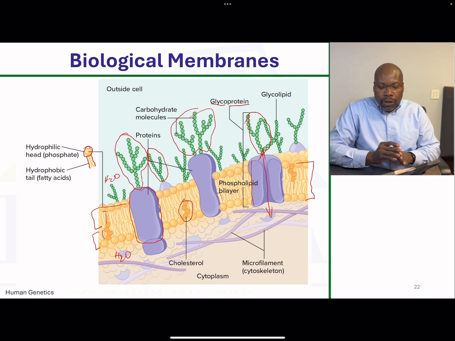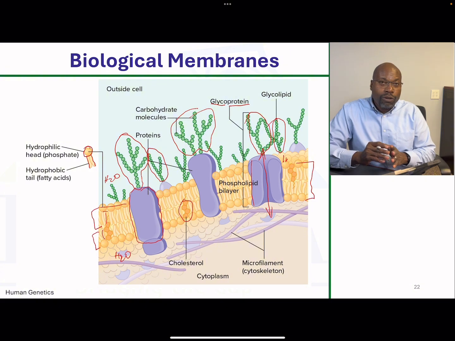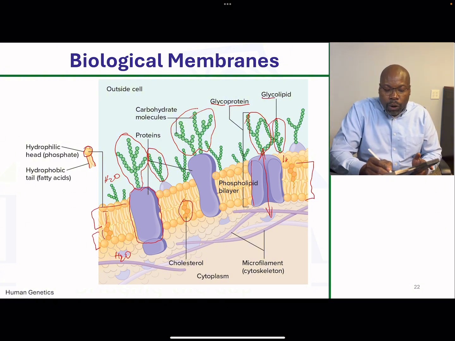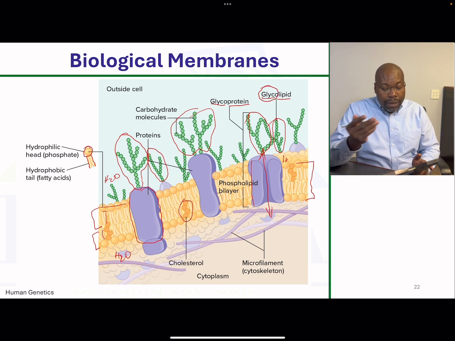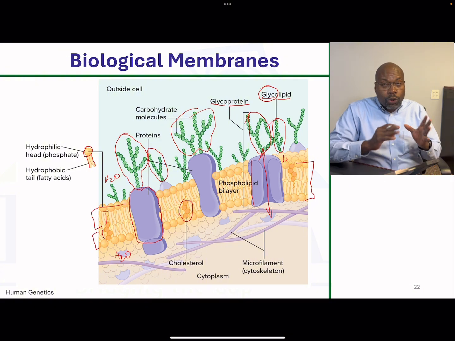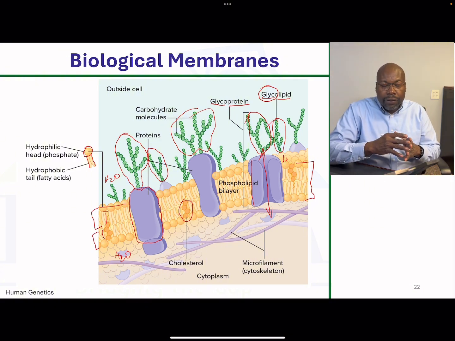By the same token, you have some lipids with sugars attached to them. These lipids with sugar attached to them are called glycolipids. Glyco means sugar. Lipid is lipid, obviously, right? Okay, so you have different components that make up the phospholipid bilayer, right?